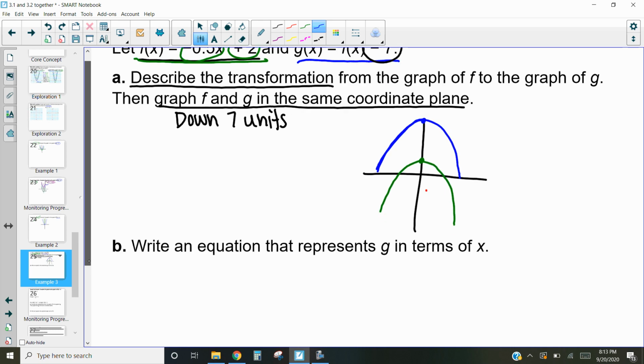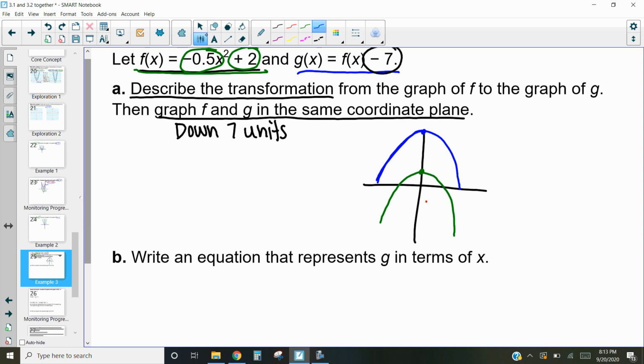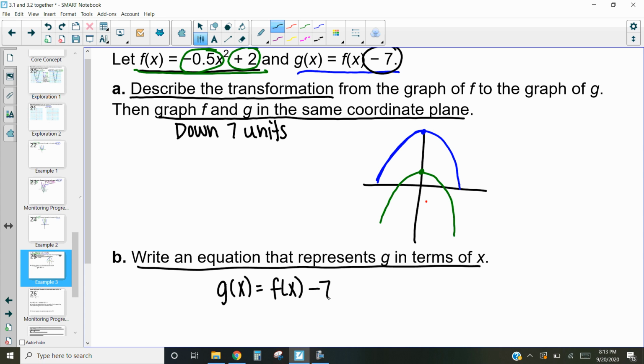So what they want us to do is then in part B here, we're going to describe the equation that represents g in terms of x. What that means is instead of writing g of x equals the function f of x minus 7, I don't want to write f of x, but I want to write what the function f of x is. So in this case, I'm going to write g of x equals, instead of f of x, negative 0.5 x squared plus 2, and then our minus 7.